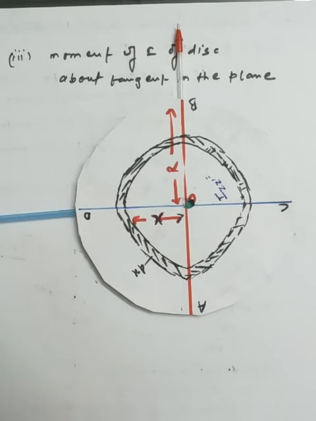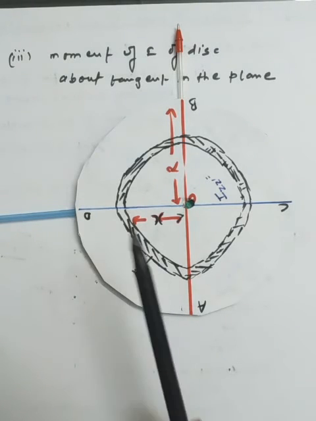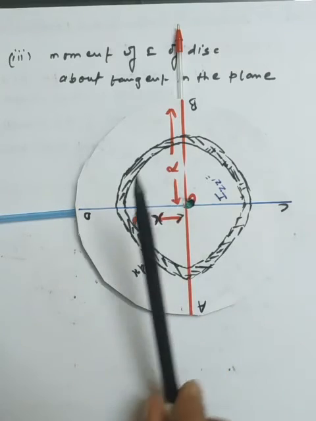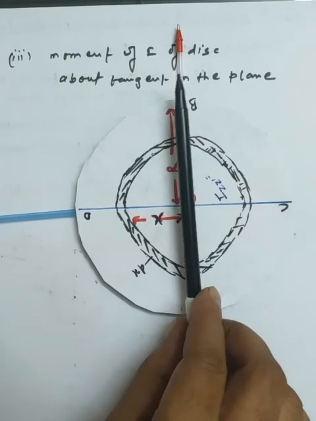Now next we have the moment of inertia of a disk about a tangent in the plane of the disk. Okay, so how can we represent this phenomenon? So one of the disks I am showing to you, this disk has two diameters. So one of the diameters is AB.